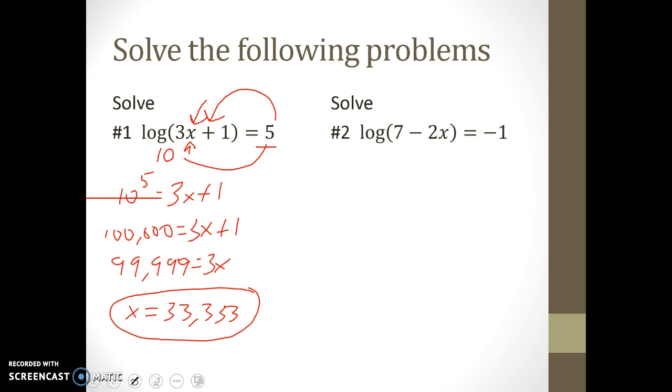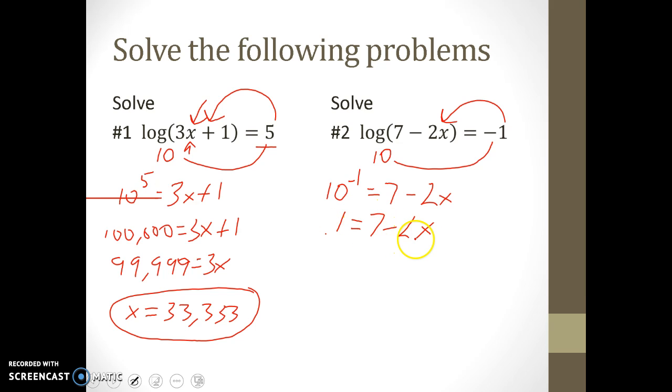Still a common logarithm, which means the base is 10. So I'm going to take 10 to the negative 1st power, and that's going to give me 7 minus 2x. So we have 10 to the negative 1st is equal to 7 minus 2x. Well, 10 to the negative 1st power is 1/10, or 0.1, and that equals 7 minus 2x. And so I'm going to subtract 7 from both sides. So we have 0.1 minus 7, which is negative 6.9, and that's going to equal negative 2x.